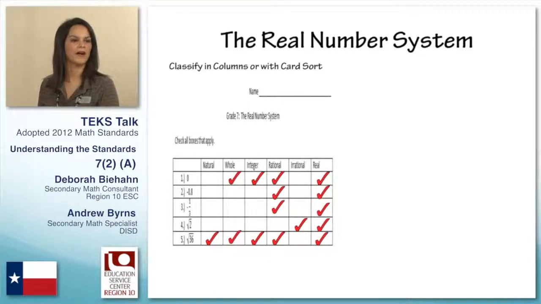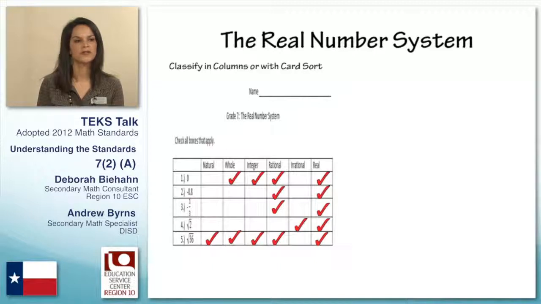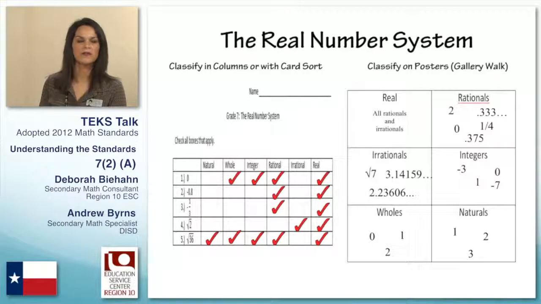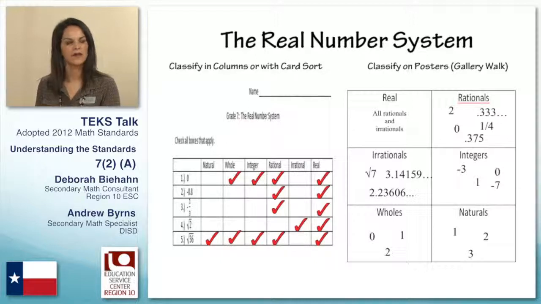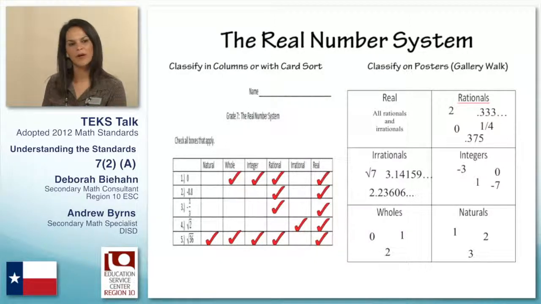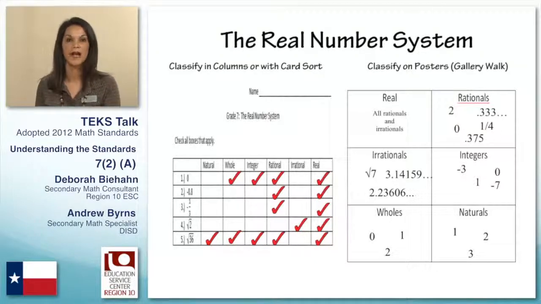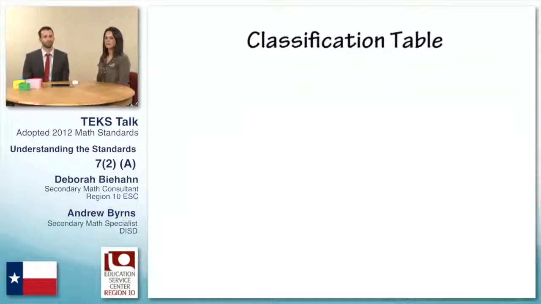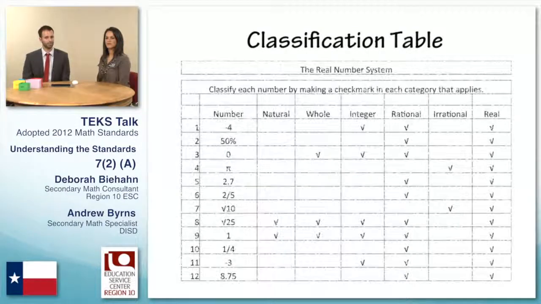On the left here you have classification in the form of columns where you can have your students, after providing some real number, classify it in the different number sets. On the right you'll see an example of what you might do on your classroom walls in the form of posters with post-it note stickies, and students can classify numbers while walking around, and then you can do a gallery walk. This is a similar concept to what Deborah was just talking about.